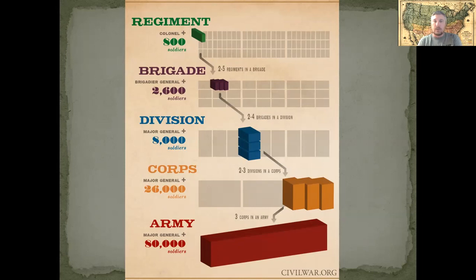Break it down even further, you're looking at regiments of about 800, and that would be made up of even smaller units if you kept going. But for the most part, I'll use these terms from time to time. If this was a more intense study, we would look at specific divisions and brigades and where they're going. But for the most part, we're going to be talking about the armies themselves.